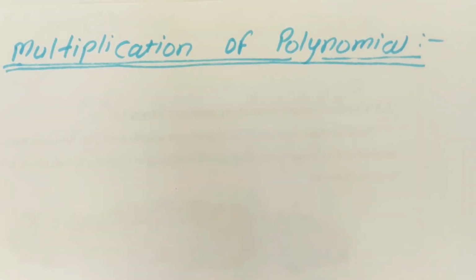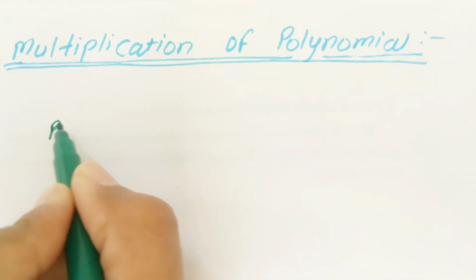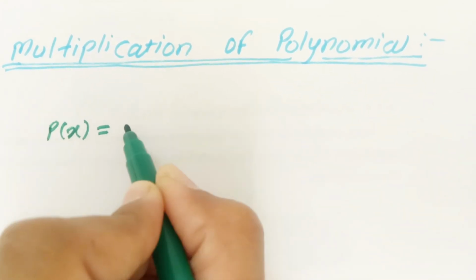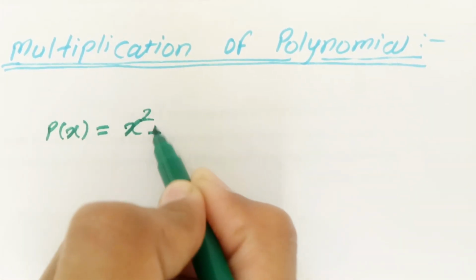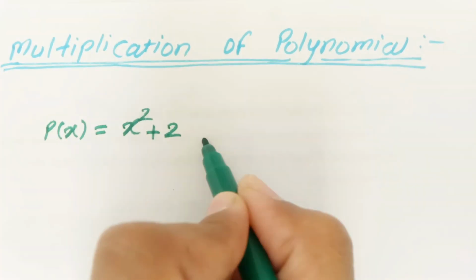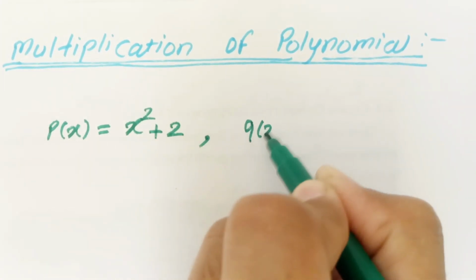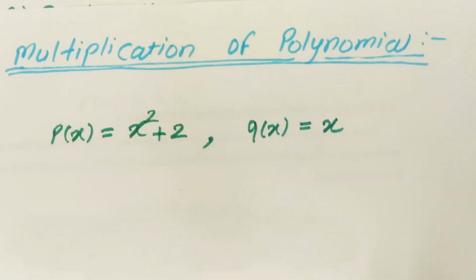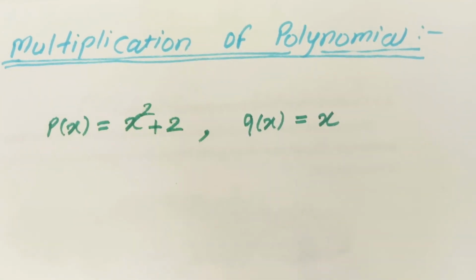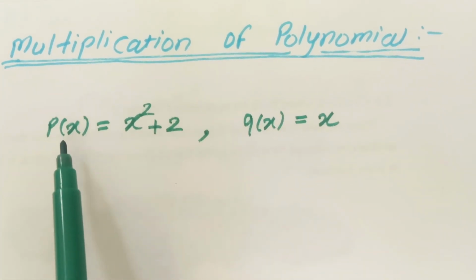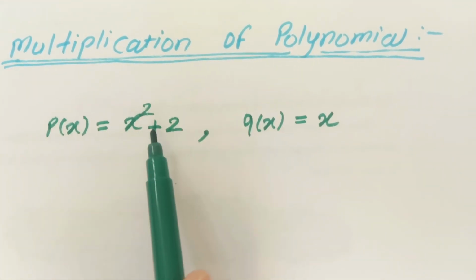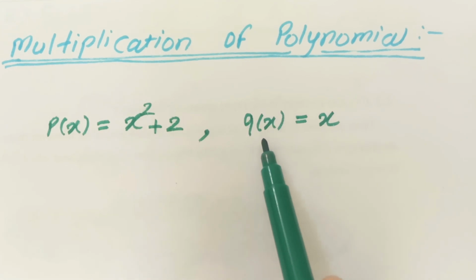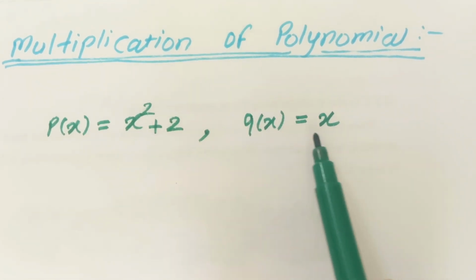Again, suppose we are given two polynomials. Let's consider p of x equals x square plus 2. This is one polynomial, and we want to multiply it by a q of x polynomial that contains x. So we multiply p of x, x square plus 2, by q of x equals x.